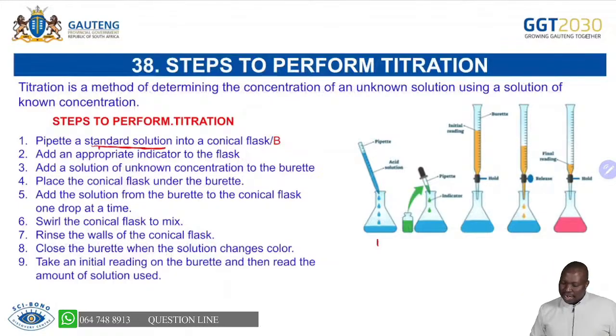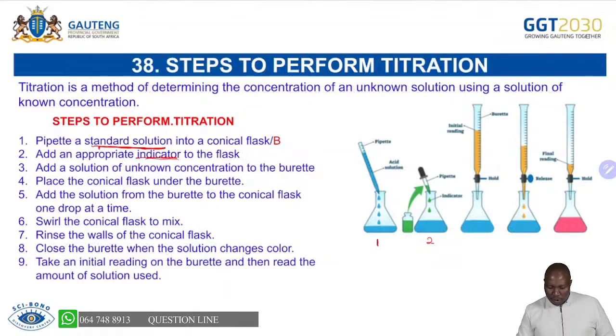And then we're going to add an appropriate indicator. Remember what the indicator does. It will show us when we reach the end point, because the indicator will change color at the end point. And then we'll have our equivalence point, which is the point where all the acid or the base has completely reacted with the base or the acid. Step number one, we prepared the acid solution into the flask. Step number two, we added the indicator so that it can show us when we've reached the end point.